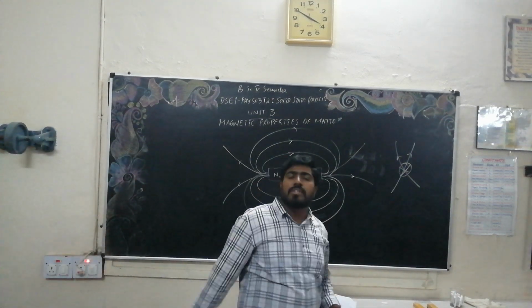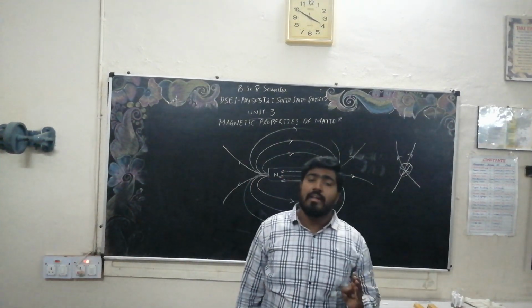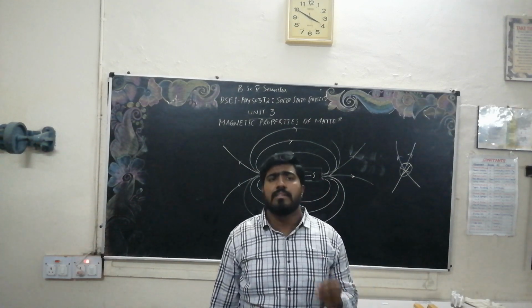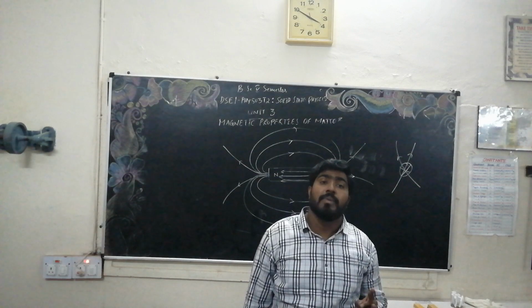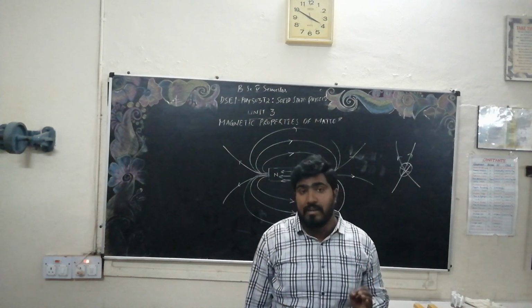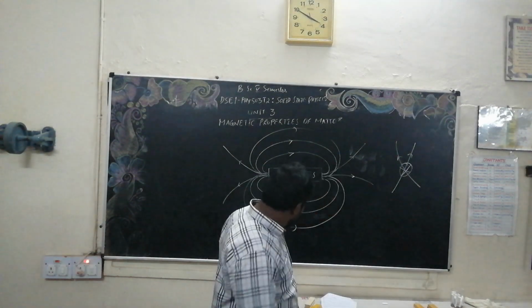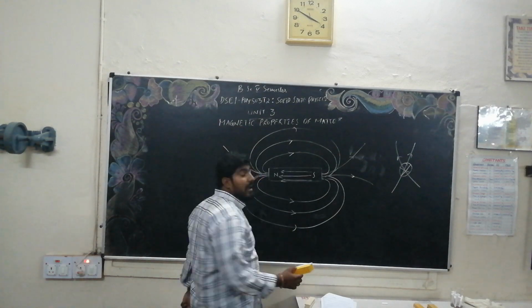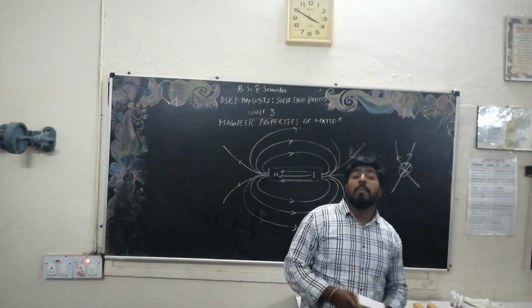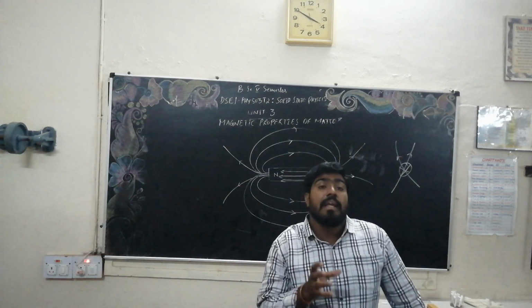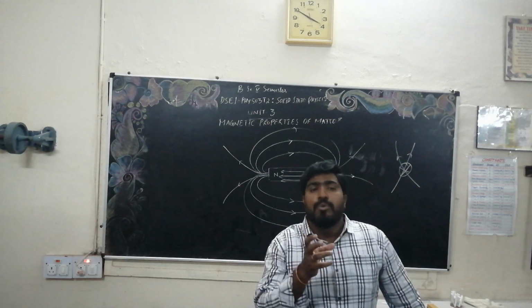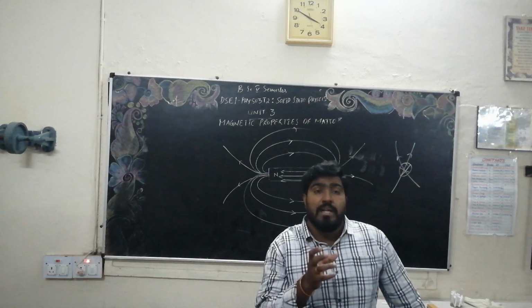So, till now we have studied the properties of the bar magnet, not only the bar magnet, just a magnetic material, and we have studied about the properties of the magnetic field lines. So, now we shall talk about how these materials, that is magnetic materials, are going to attract. It is due to the magnetic moment.